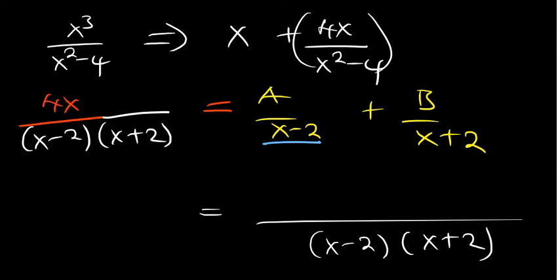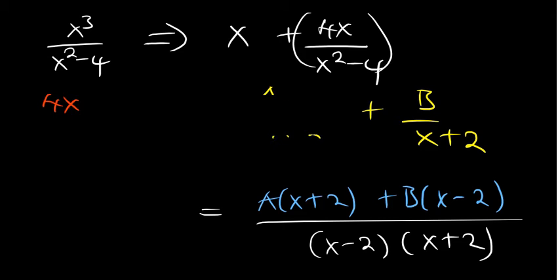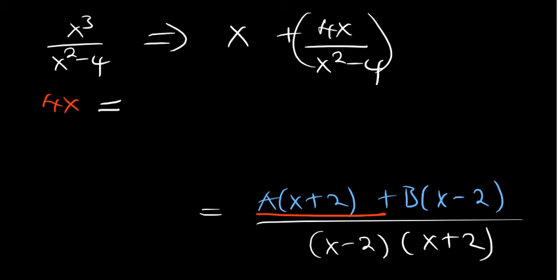If you divide this into what we have as our denominator, we're going to get x plus 2. So A multiplied by (x plus 2), and the other part is going to be B multiplied by (x minus 2). At this point we can now equate our numerators. So our 4x is going to be equal to, let's distribute, Ax plus 2A, plus Bx minus 2B. So we can now try to find the values of A and B.